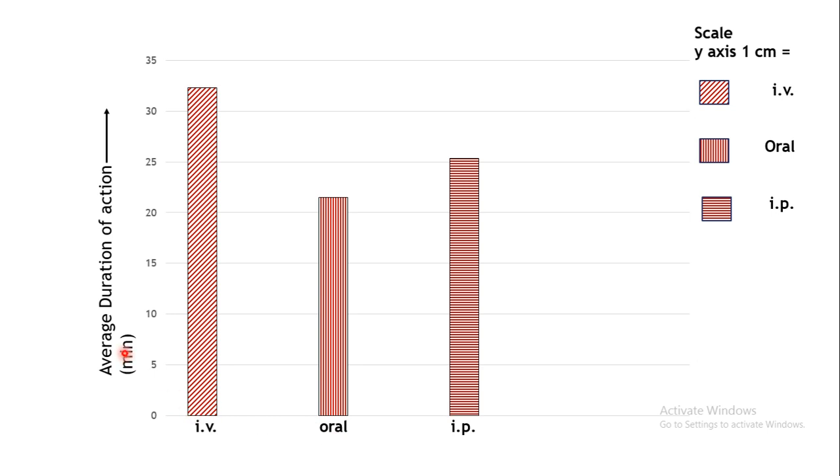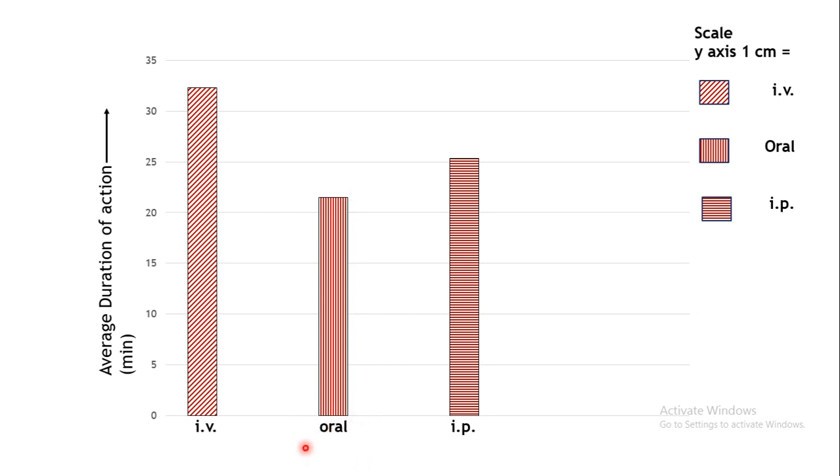Then we can also plot a graph of average duration of action in minutes on the y-axis. When we compare these three routes, the longest duration of action is with the IV route, because your entire amount is in your systemic circulation. Next is the intraperitoneal, because no doubt you are injecting it by the parenteral route, but still the entire amount will not reach the systemic circulation. So it shows a little bit less duration of action, and the lowest duration of action is with the oral route.